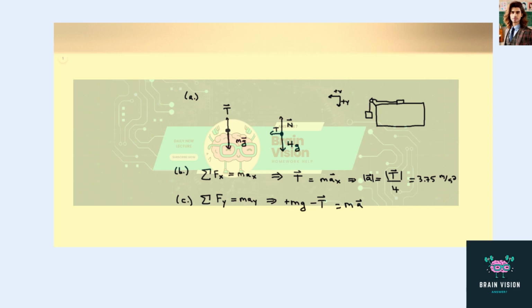And so we can solve this for the mass. And when we do that, we get the mass is equal to the tension over g minus a. And then plugging in the values for g, a, and T, we get that this is 2.48 kilograms.